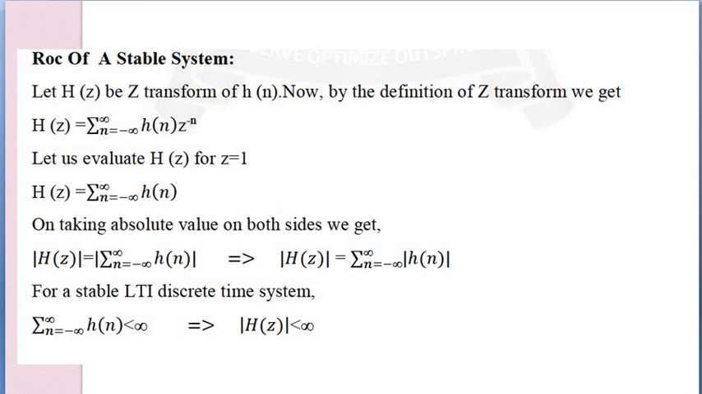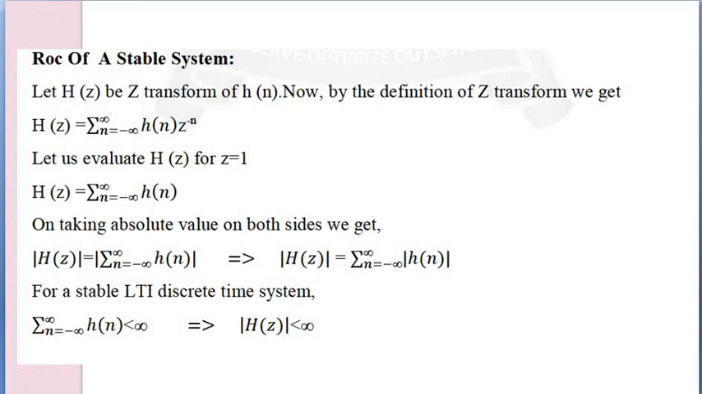ROC of a stable system. Let H(z) be the Z transform of h(n). Now, by the definition of Z transform, H(z) equals summation n equal to minus infinity to infinity of h(n) z^(-n). Evaluate the transfer function H(z) for z equal to 1. We get H(z) equal to summation n equal to minus infinity to infinity of h(n). Take the absolute values on both sides. So we get the magnitude of H(z) equal to summation n equal to minus infinity to infinity of the magnitude of h(n).